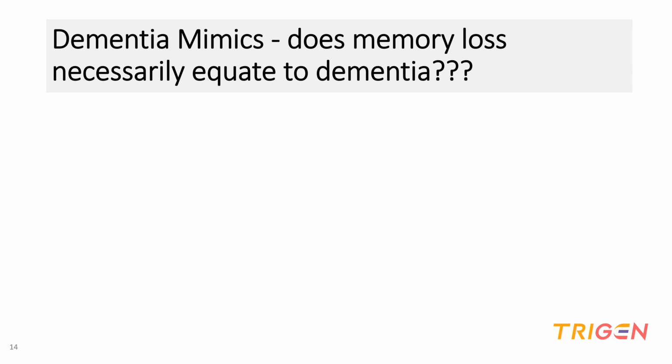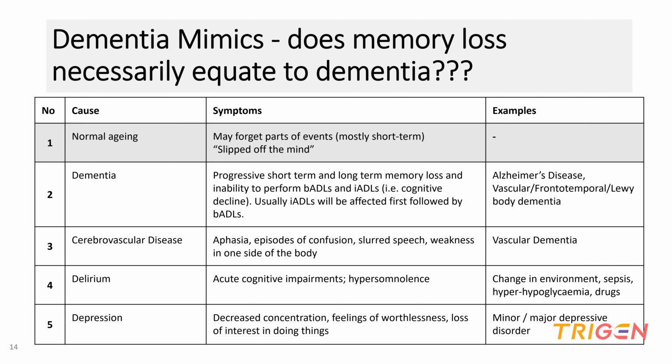Moving on, we will be talking about dementia mimics. The first thing most people would associate with dementia is memory loss. But does memory loss necessarily equate to dementia? Maybe not. In this table, we see 5 causes of memory loss and the specific symptoms and examples of these causes.